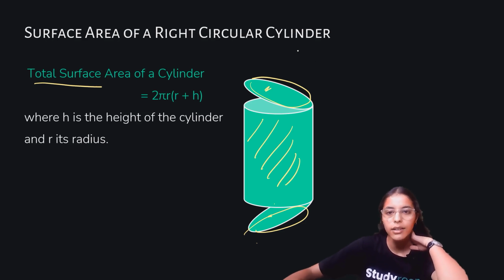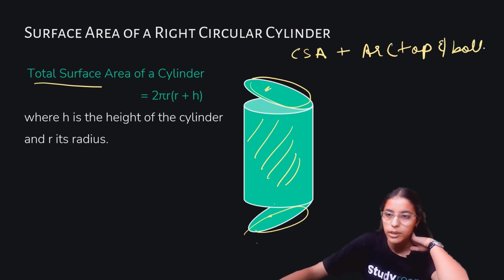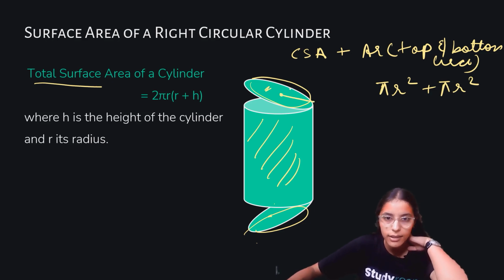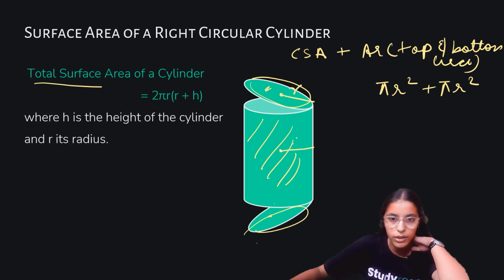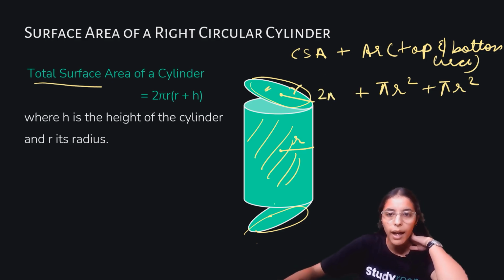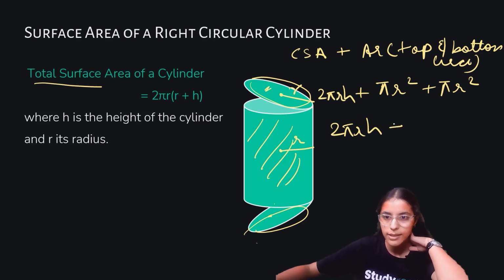So we'll add the CSA plus the area of the top and bottom circles. We know the area of a circle is given as pi r square, so pi r square plus pi r square, where r is the radius of the cylinder. And we know CSA is 2 pi r h. So 2 pi r h plus 2 pi r square.